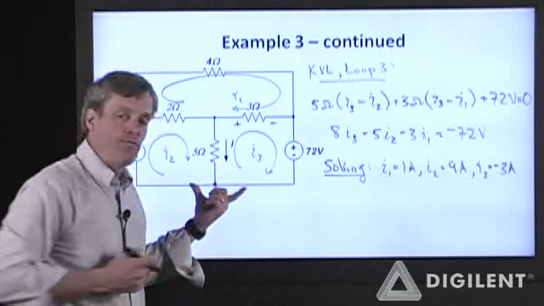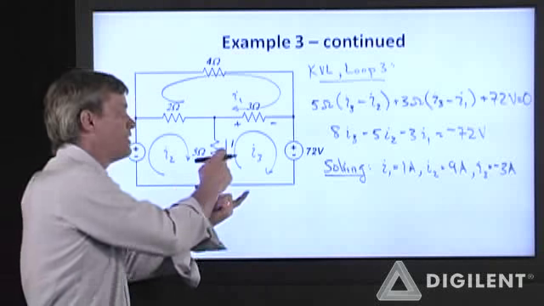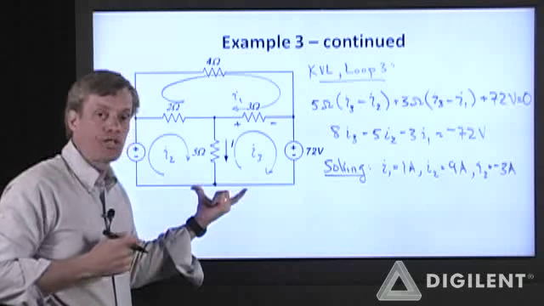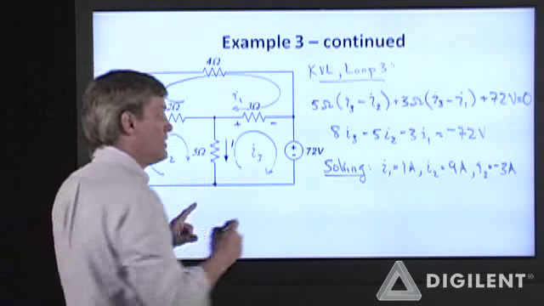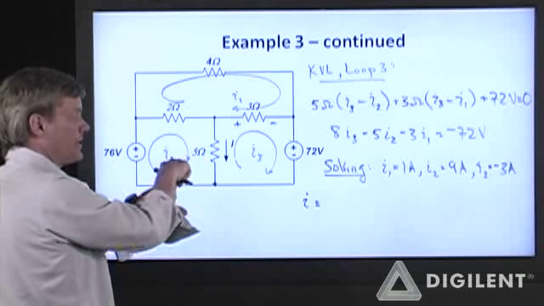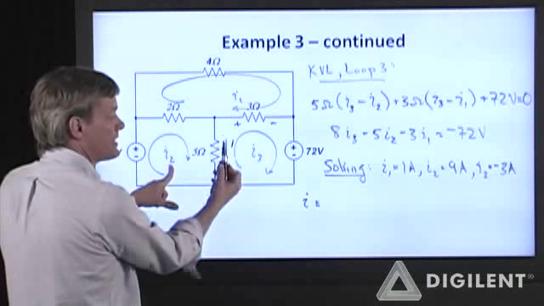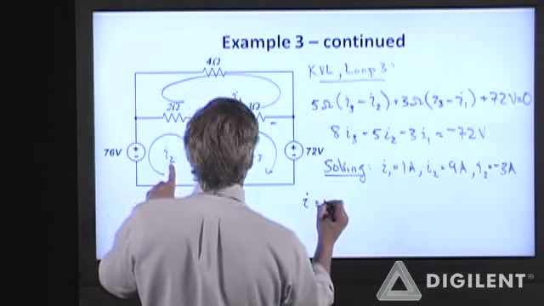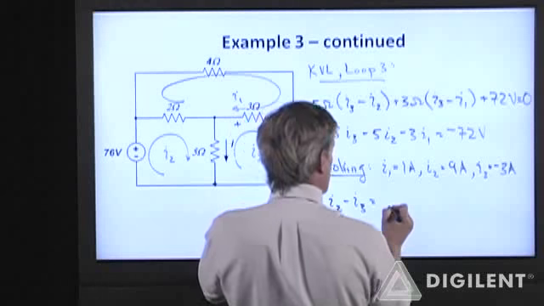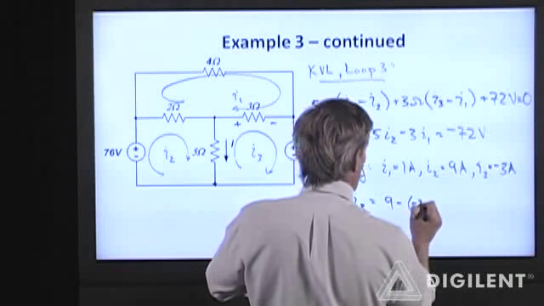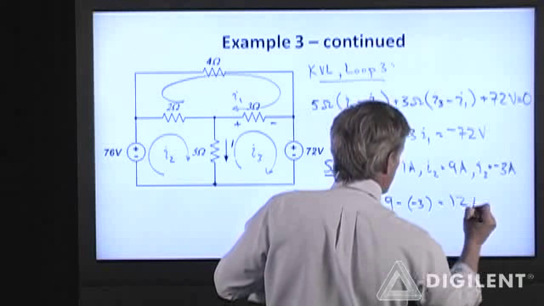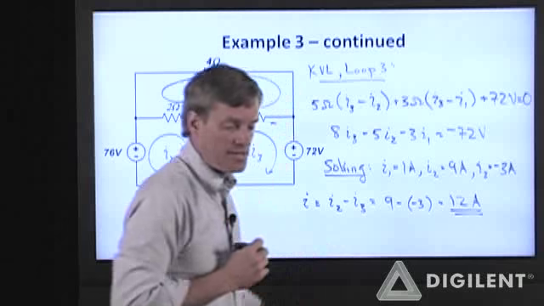None of those are actual physical currents in this circuit. In order to find the physical current I need to sum all the mesh currents in that element. So I is I2, which is going in the same direction as I, minus I3, which is going in the opposite direction. So this is 9 minus a minus 3 amps is equal to 12 amps. And it is positive downwards.